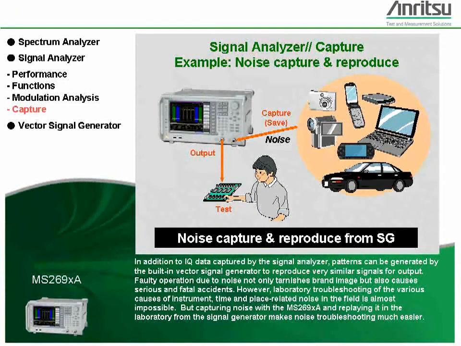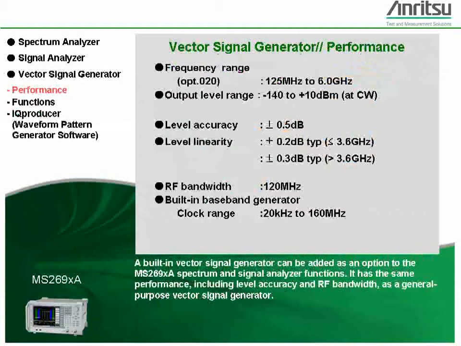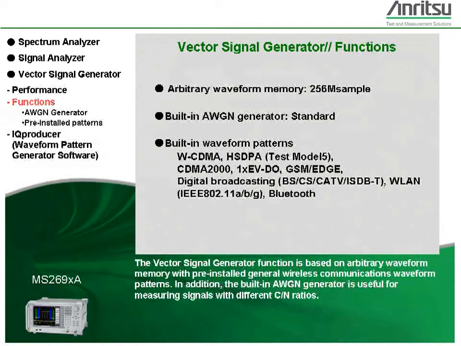A built-in vector signal generator can be added as an option to the MS2690xA spectrum and signal analyzer functions. It has the same performance, including level accuracy and RF bandwidth, as a general-purpose vector signal generator. The vector signal generator function is based on arbitrary waveform memory with pre-installed general wireless communications waveform patterns.